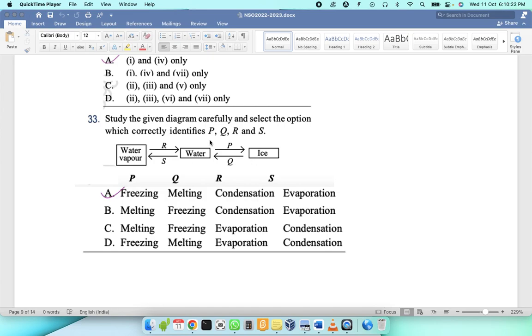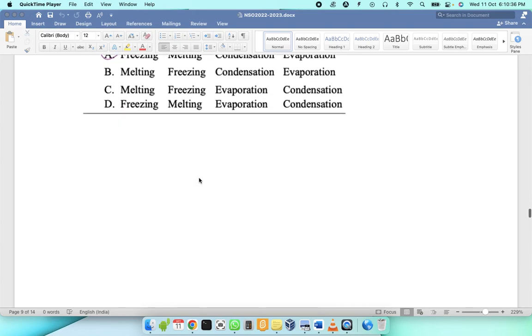The process P over here, conversion of water into ice, is freezing. Q is melting and R is condensation and S is evaporation. A is the answer here.